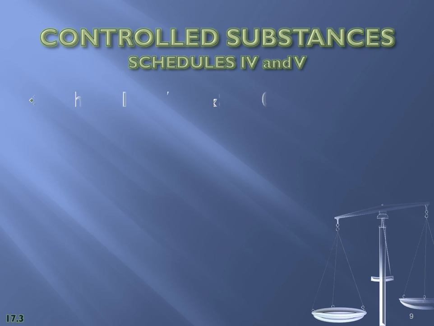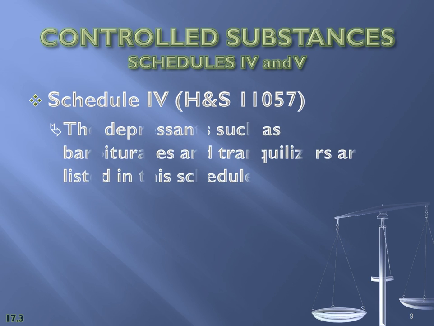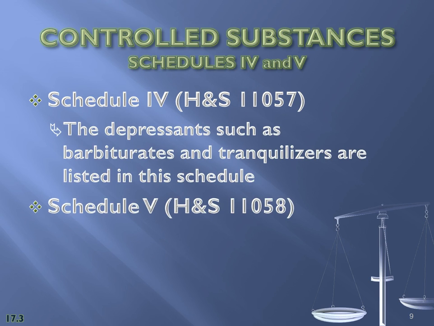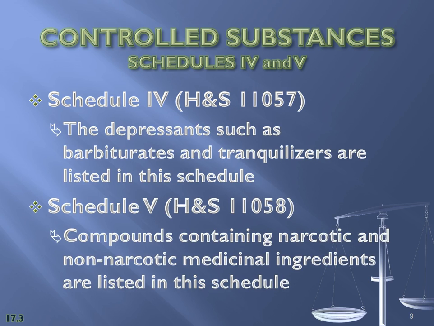And Schedules 4 and 5, HSC 11057 and 11058. So 4 would be the depressants such as barbiturates and tranquilizers, which are listed in that schedule, and 5 would be compounds containing narcotic and non-narcotic medicinal ingredients, which are listed in this schedule.